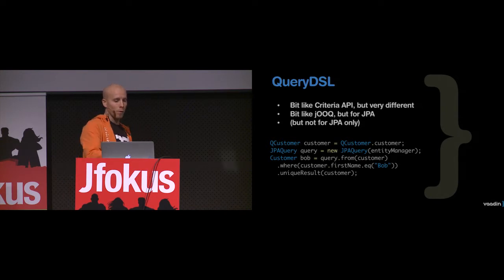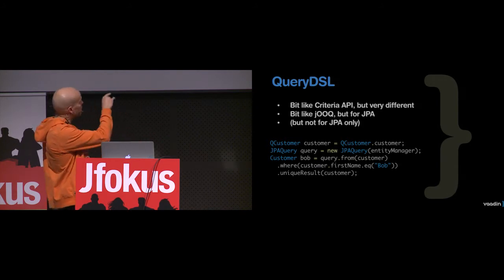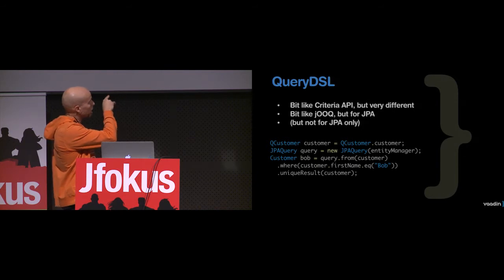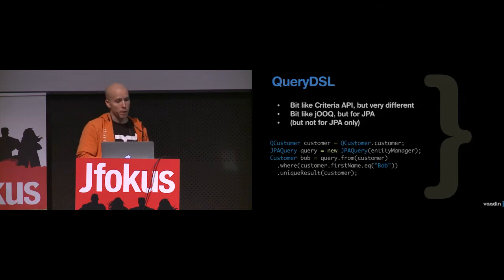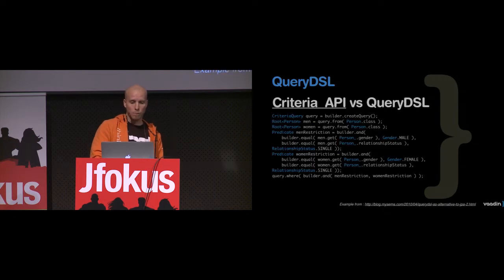You don't need to use this fluent API. You can, for example, get these predicates, like customer first name equals Bob, and build that predicate somewhere else in your helper method. For example, if you are making a dynamic search UI, you can build those separately and just place them there with your Java code. So there's no need to use this fluent API, but it really helps you to create more readable code.